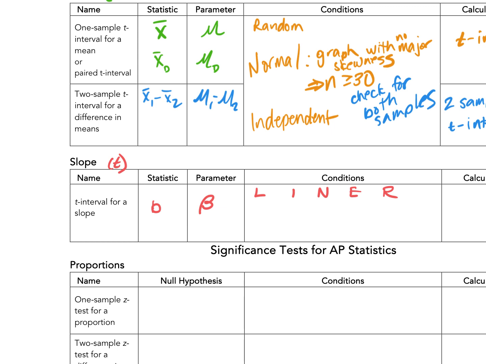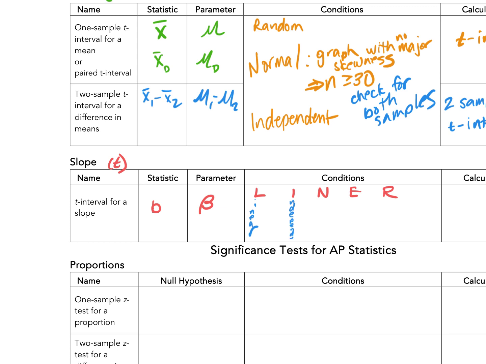Do you guys remember what each of these stands for? No. Okay. The L stands for linear. You would look at a scatter plot and make sure that it's actually a linear thing. Because if you're trying to estimate the slope of curved data, then you've got your own problems, right? Because the slope changes in curved data depending on where you are on the graph. Cool? I is the same and it has always been.